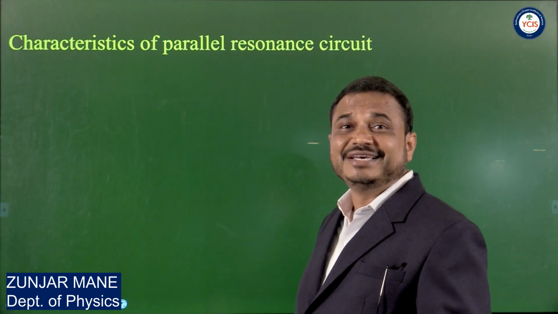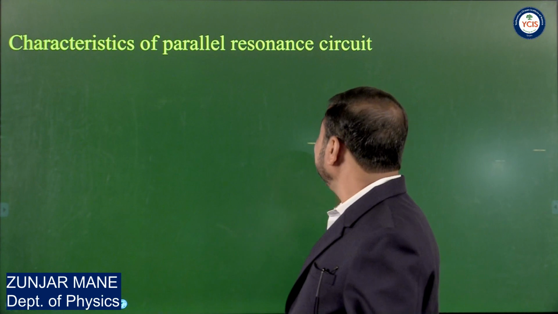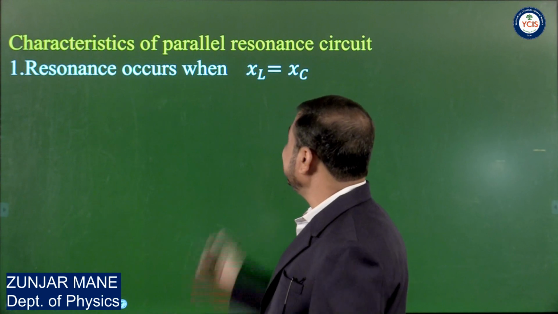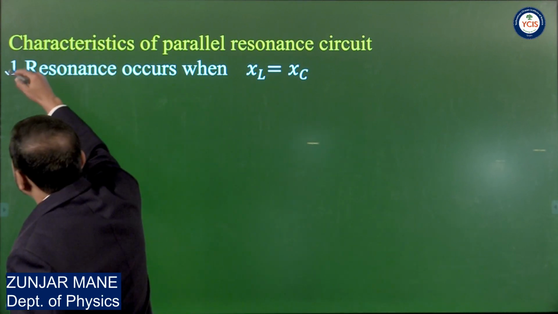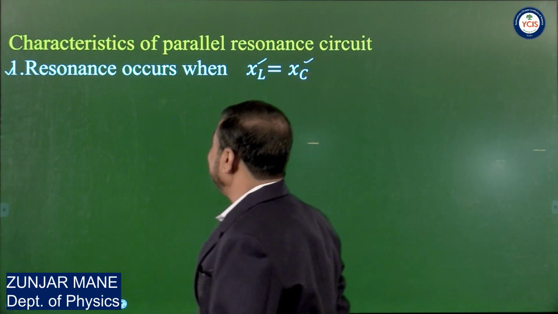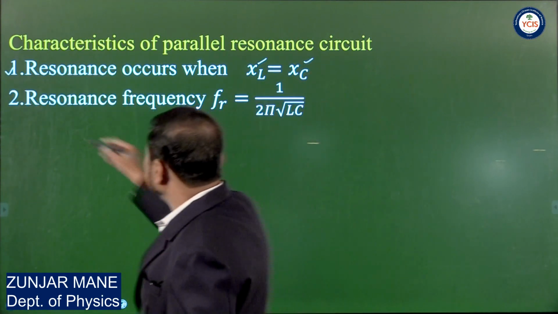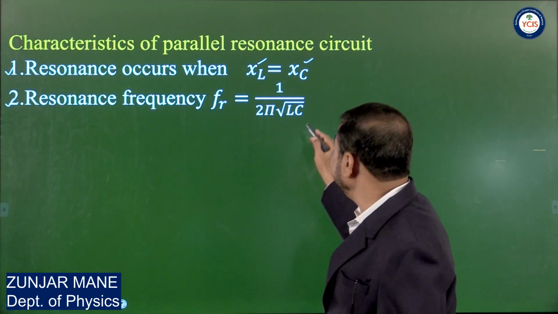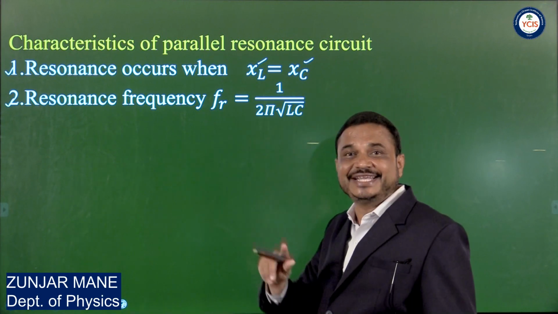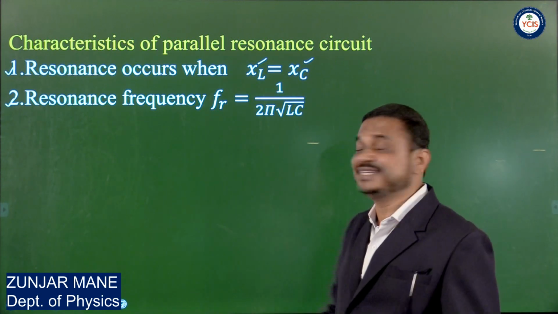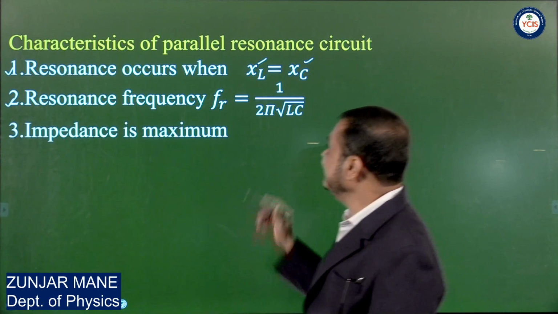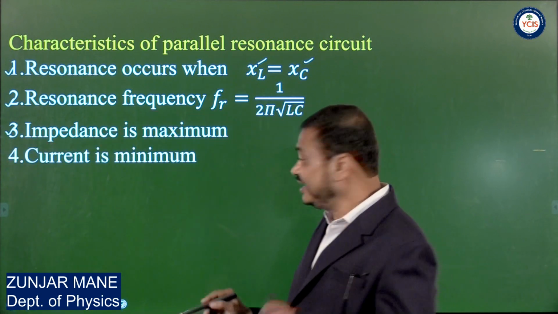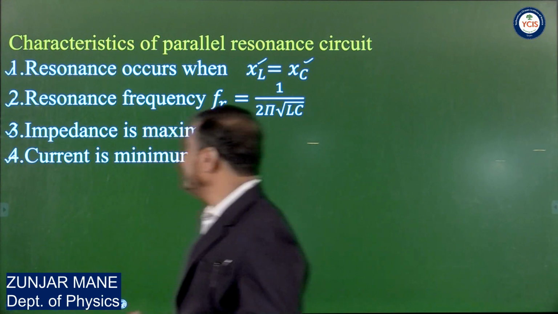So let us see a brief idea of the characteristics of parallel resonance. First, resonance occurs when inductive reactance is equal to capacitive reactance. Second, the parallel resonance frequency is given by fr equal to 1 upon 2 pi under root LC. The expression for series resonance frequency and parallel resonance frequency is the same. Third, the impedance is maximum at parallel resonance. Then the current is minimum at parallel resonance.